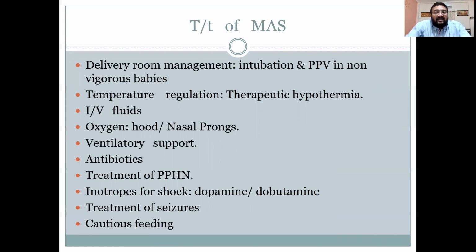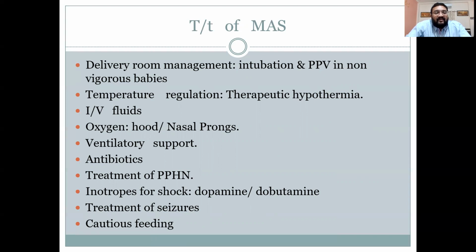After initial resuscitation, the baby is shifted to the NICU and is nursed under a thermoneutral environment, as the baby has undergone birth asphyxia or perinatal asphyxia. Therapeutic hypothermia is often initiated, which should be done within the first 6 hours of life and continued till 48 hours of birth. Circulation is managed with intravenous fluids or inotropes.